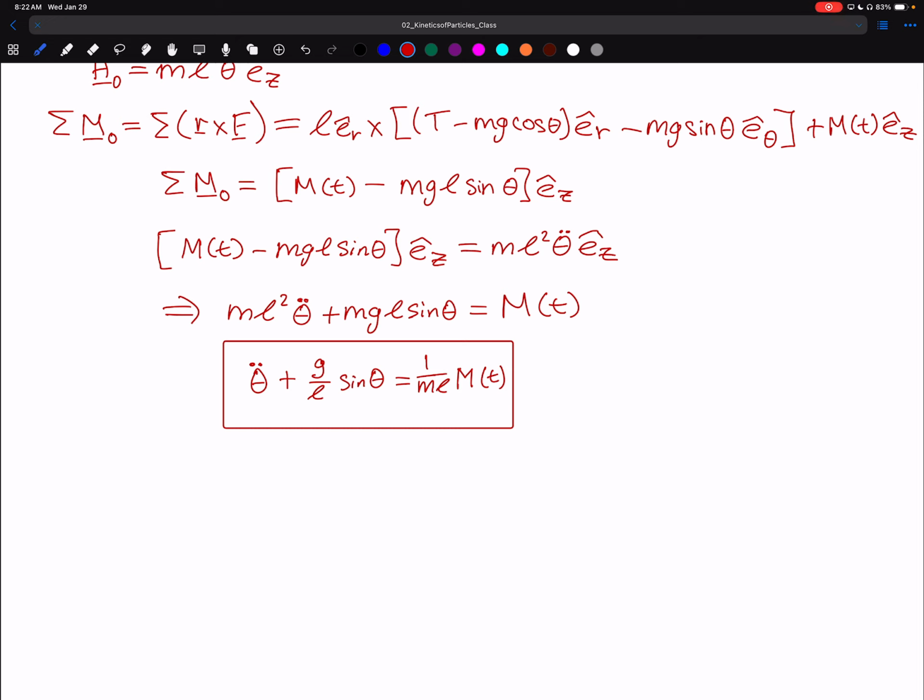So for particles, we're always going to take the sum of the moments about the origin. When we go to rigid bodies, we will be taking the sum of the moments about different points on the body, depending on what we're trying to find. But generally, it will always be about a point of rotation, which may be the center of mass, may not be the center of mass. It depends on the problem.